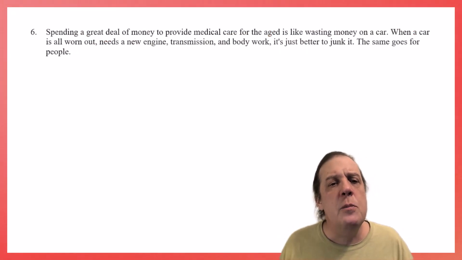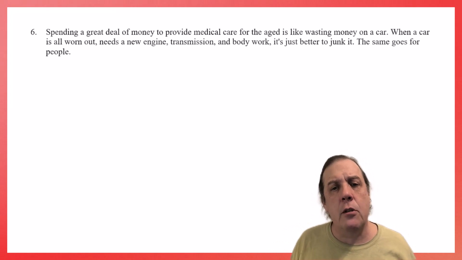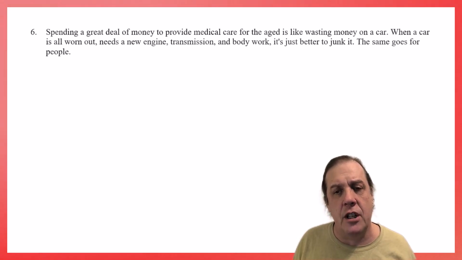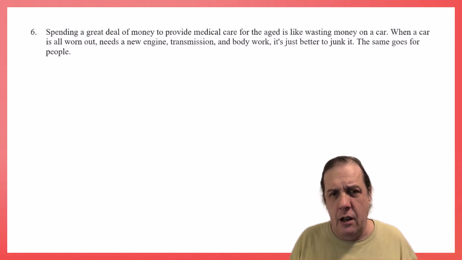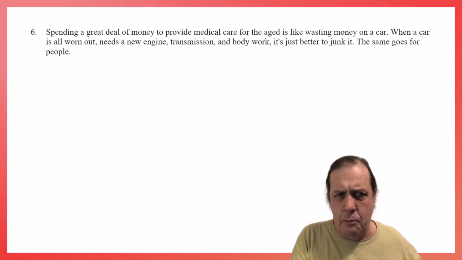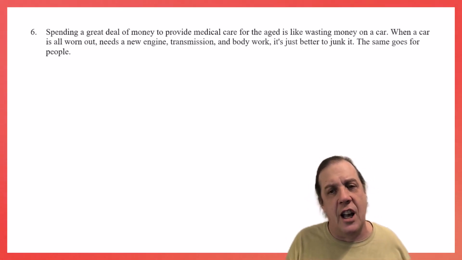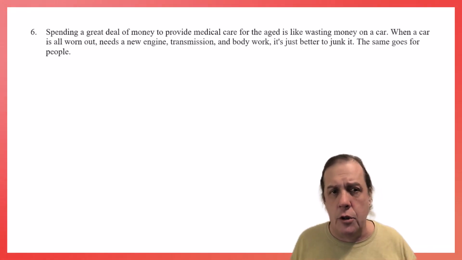Okay, finally, spending a great deal of money to provide medical care for the aged is like wasting money on a car. When the car is all worn out, needs a new engine, transmission, and bodywork, it's better just to junk it. The same goes for people. You can feel the argument here, right? You've got a similarity, a property being attributed to one side, and then the person is saying the same goes for people.